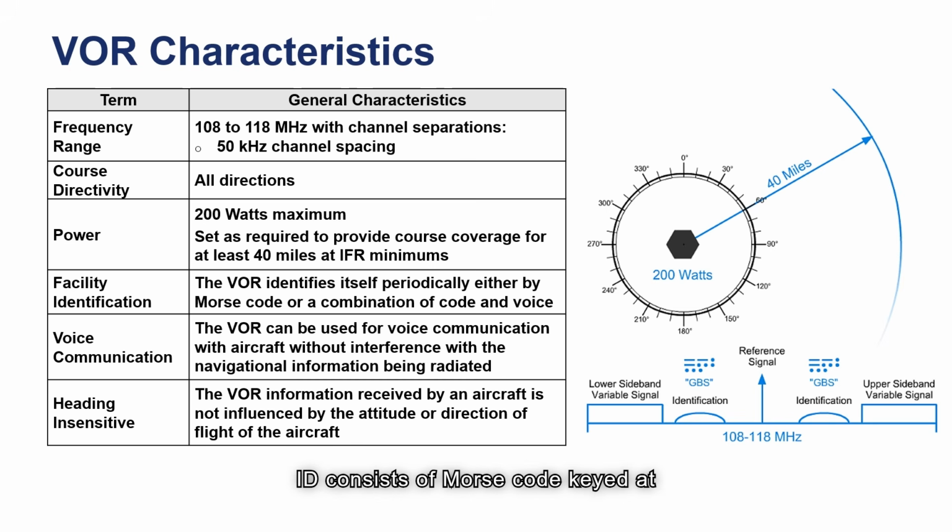The facility ID consists of Morse code keyed at 1020 Hz using 3 or 4 letters. The VOR can also be used by air traffic control to communicate with pilots if enabled. And lastly, the heading is insensitive, meaning the VOR information received by an aircraft is not influenced by the attitude or direction of flight of the aircraft.